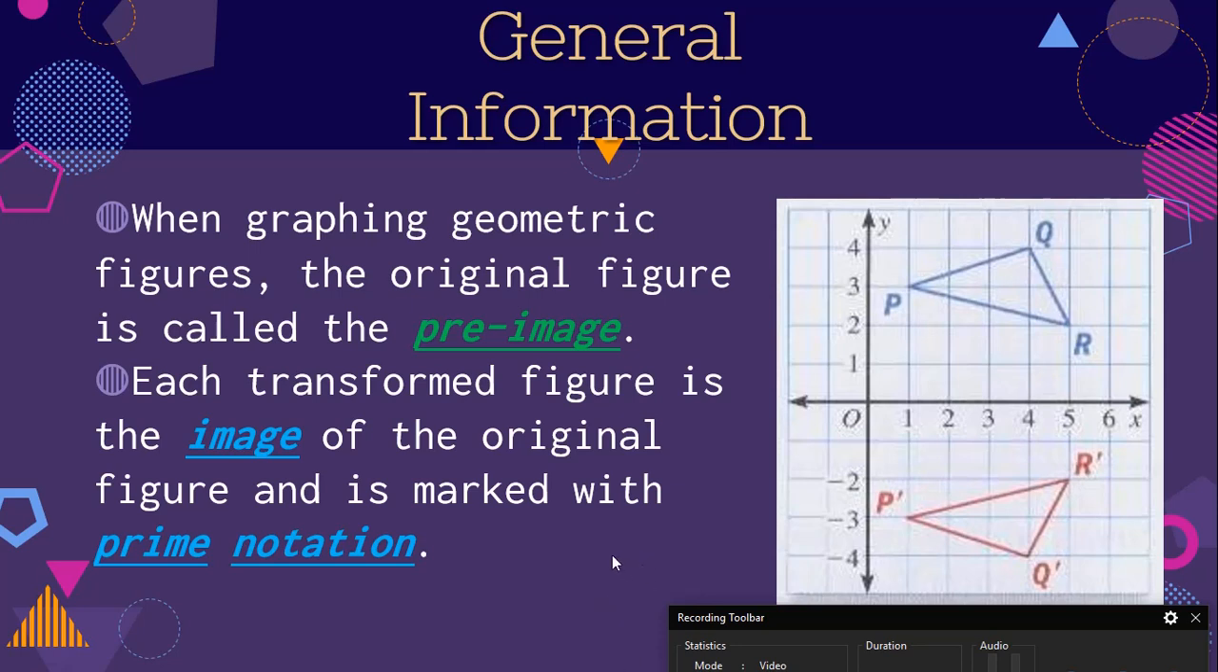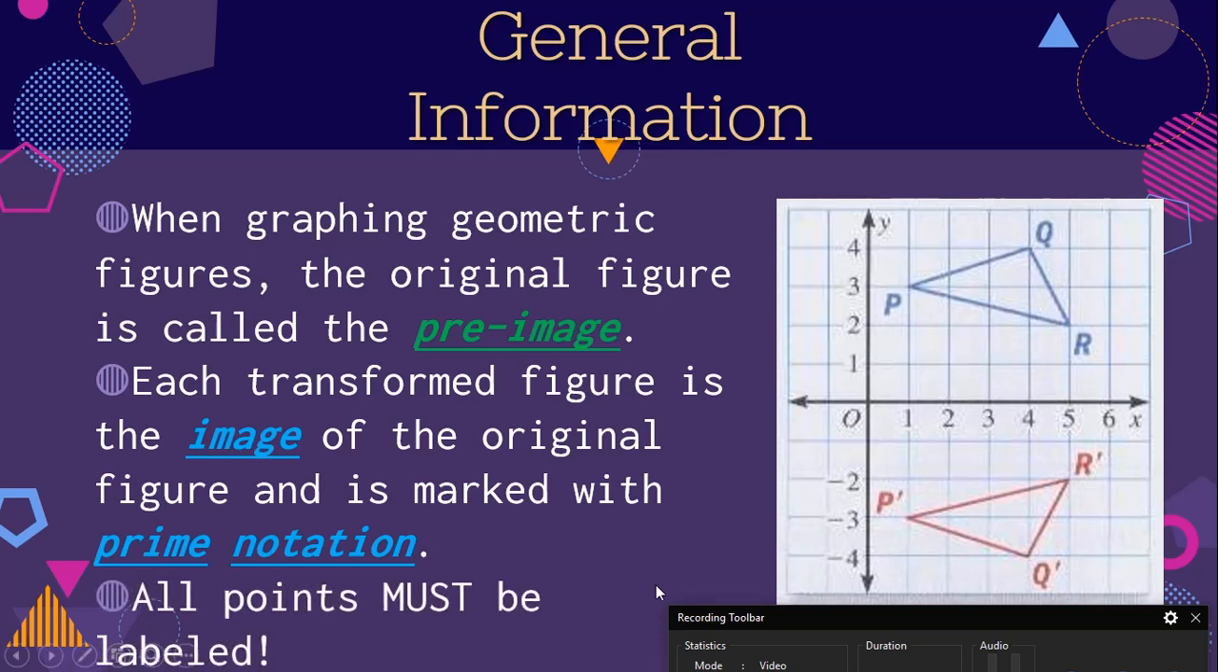The reason we know that it's the image is we mark it with what's called prime notation. So the blue figure is my pre-image, the red figure is my image. And you can see right here, this is P with a tick mark. We read that as P prime. This is Q prime and R prime. And because it has that tick mark, I know that that is the copy. It's really important that you label all the points that you graph, so we want to be able to identify the pre-image and the image through your graphing process.